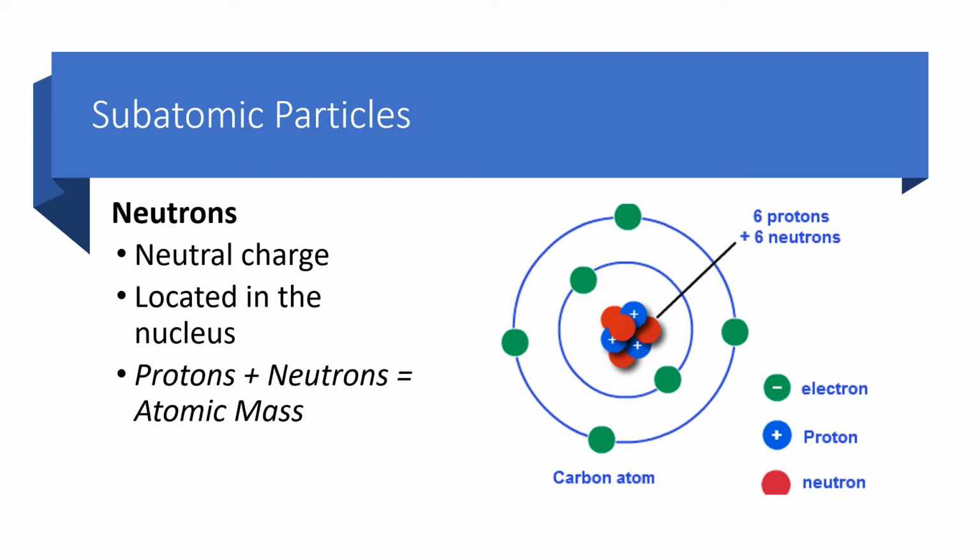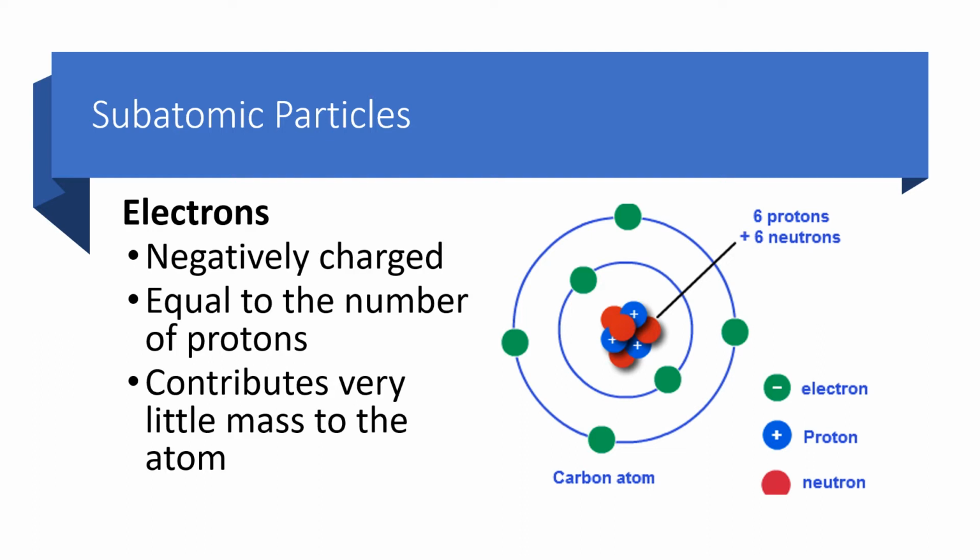Neutrons have a neutral charge, and like protons, they are located in the nucleus. If you add up the number of protons and the number of neutrons, you would get the atomic mass. So for example, the carbon atom has 6 protons and 6 neutrons, so its atomic mass would equal 12.